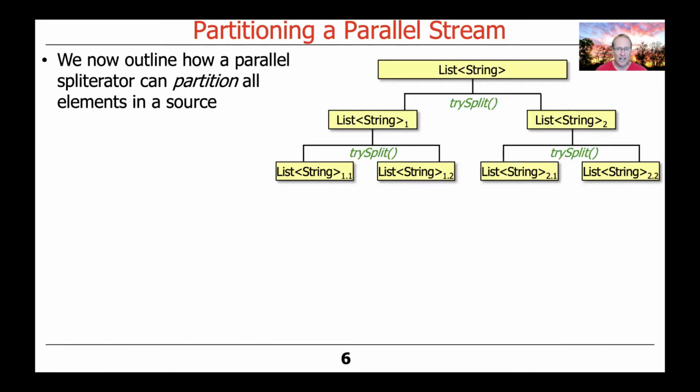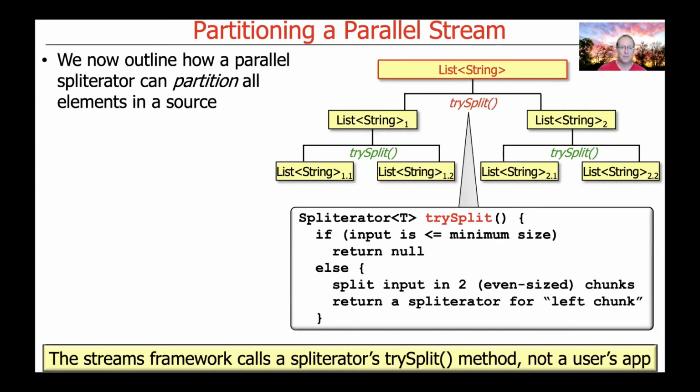Now that we're looking at parallel streams, we can go a little deeper and we can talk about how parallel splitterators can be used to partition all elements in a source. And that's done, of course, by the other method in the splitterator interface, which is the try-split method. So we've got try-advance, which is used for traversing, and then we've got try-split, which is used for partitioning. And it's the streams framework that calls try-split. An application, user code, and so on doesn't call try-split. It's done by the framework in order to be able to partition the original data source up into smaller chunks. So let's take a look at how try-split works.